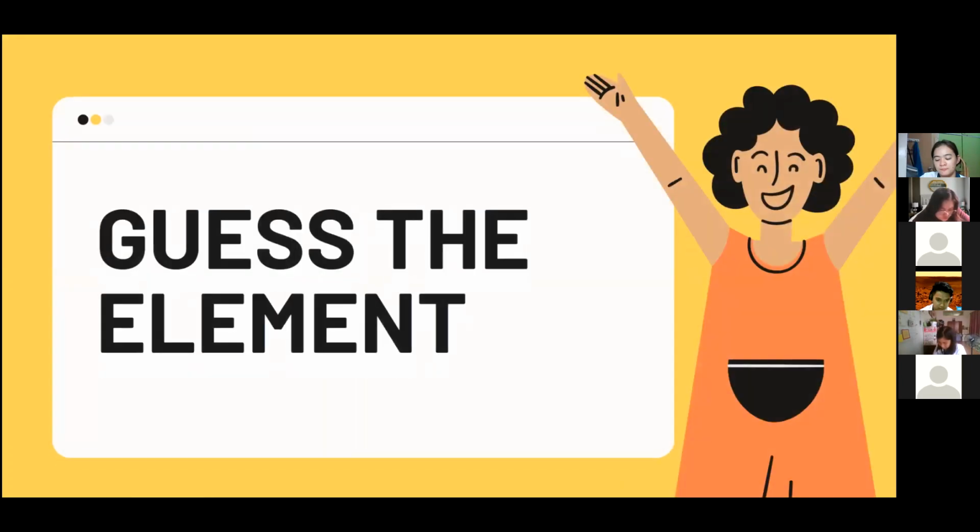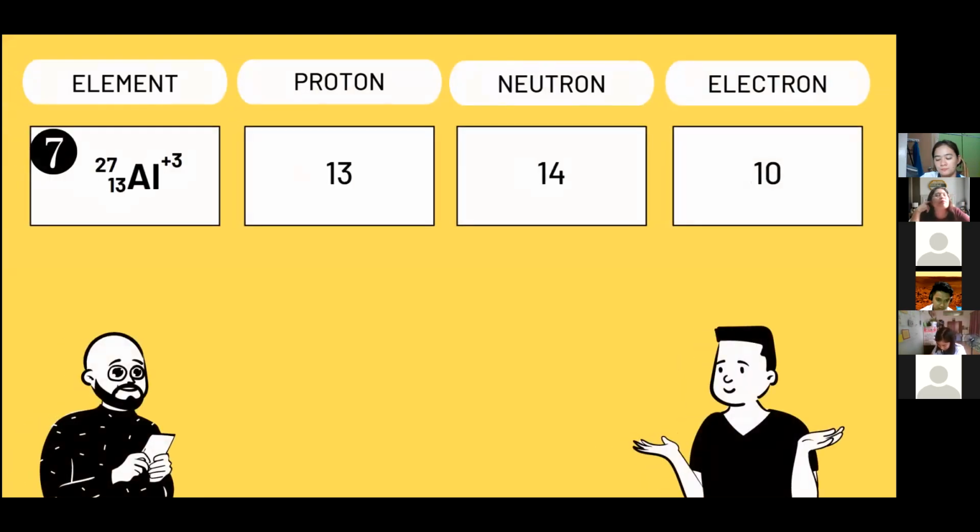So, in summary, sa proton, always lang natin tandaan na ang proton is equals to atomic number. Then, ang neutron, meron siyang atomic mass minus atomic number sa pagkuha ng neutron. Sa electron, atomic number minus the charge of the element. Yun lang pagkuha. Thank you.